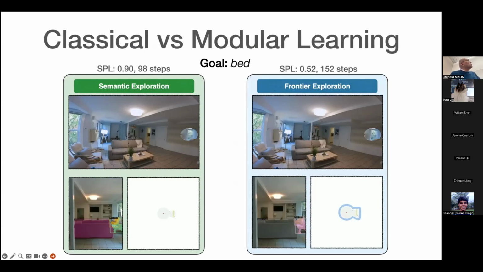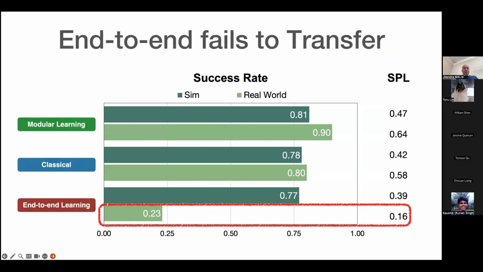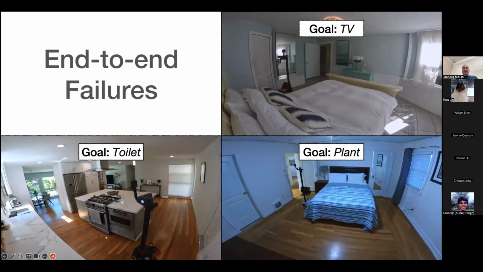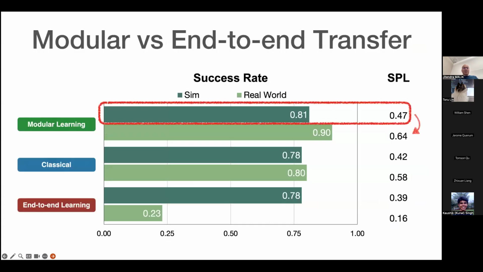The goal is to go to the bed, and the SPL is 0.90, which is very, very good with semantic exploration. With frontier exploration, it's not directed by knowledge of where beds are more likely to be found. So end-to-end fails to transfer, and these are all failures of the end-to-end.